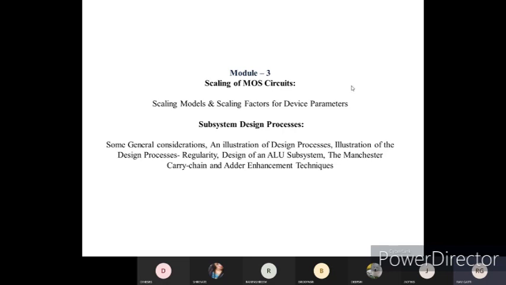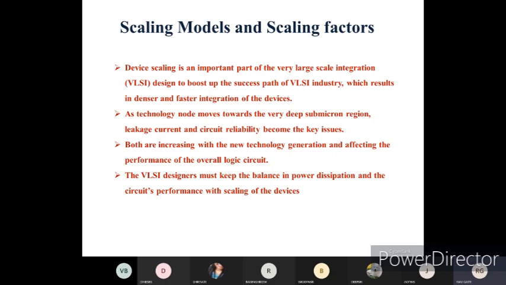Since you have an internal exam, I thought it is better to brush up on what the important things are, so that it will be easy when you start reading for the internals. Okay, so in module number 3, the first and foremost thing we have learnt is scaling models and the scaling factors.